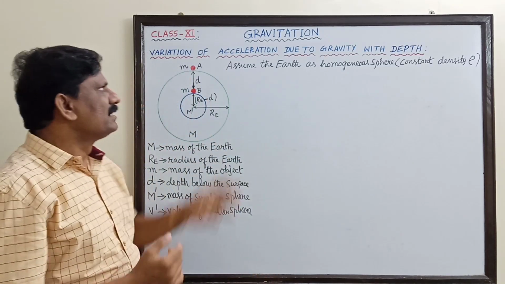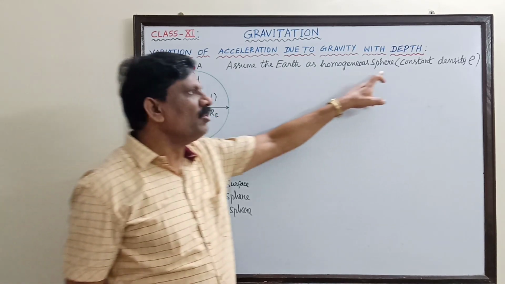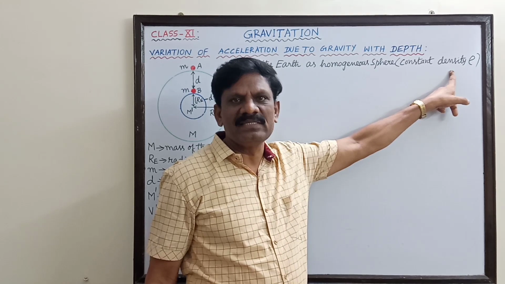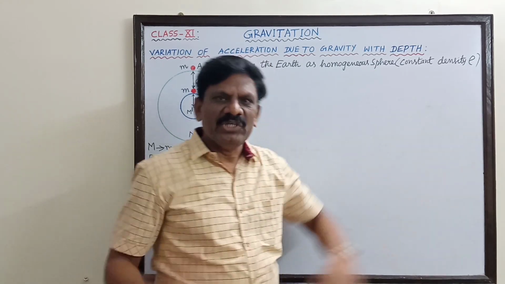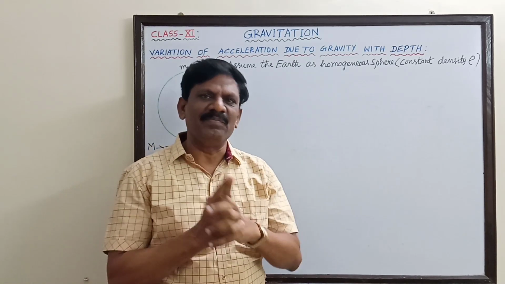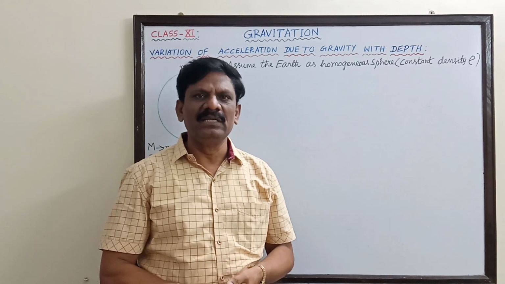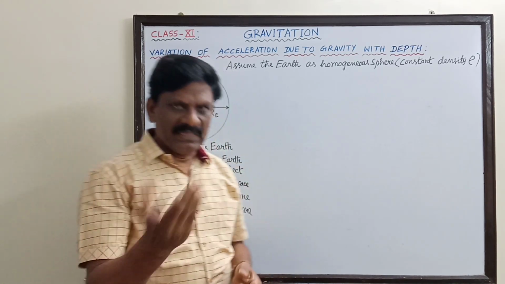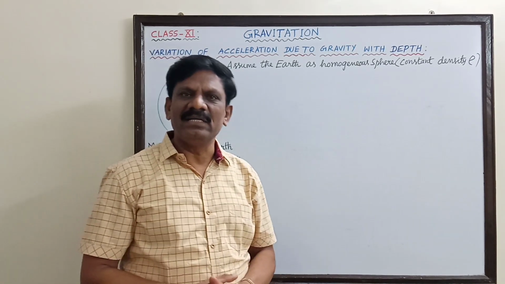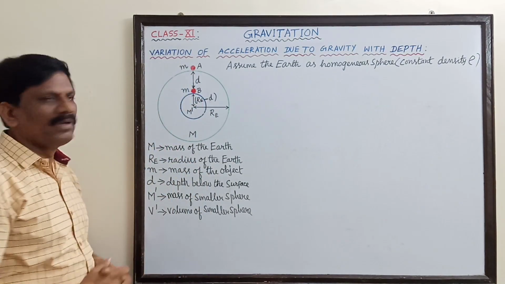Anyhow, this topic we are going to derive by assuming the earth as a homogeneous sphere. That means we have to assume that the density of the earth is a constant. In geography, you must have studied that the different regions of the earth, like the crust, mantle and the core, do not have the same density. It differs. But here we have to assume that the earth is having a constant density at all points inside the earth.